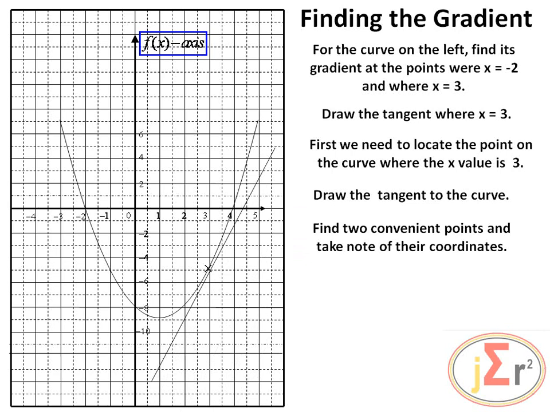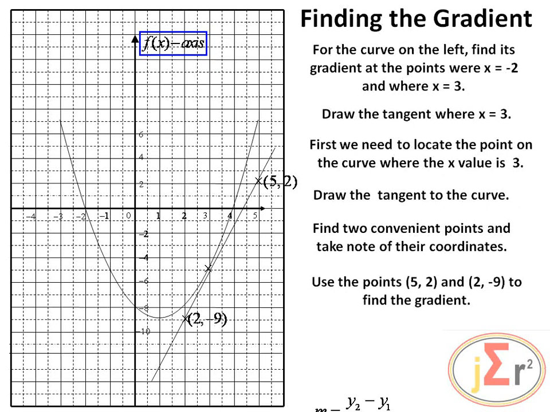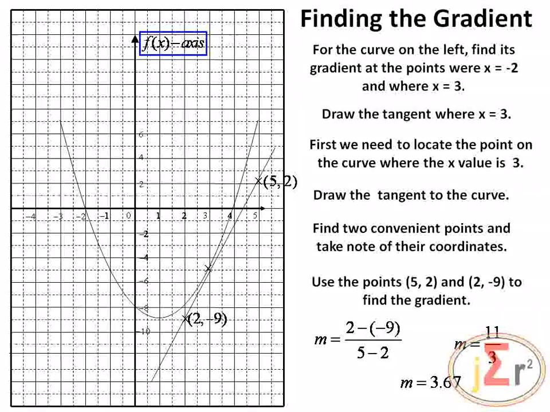Find two convenient points and take note of their coordinates. So we're going to use 2 points on the tangent. So find 2 points that are on the tangent line. Good. And they must be chosen conveniently, as long as it is possible, in such a way that there is no fraction to encounter. Use the points (5, 2) and (2, -9) to find the gradient. Of course, we're going to use M is equal to y2 minus y1 over x2 minus x1, and when we have worked that out, we get M is equal to 11 over 3, or M is equal to 3.67.